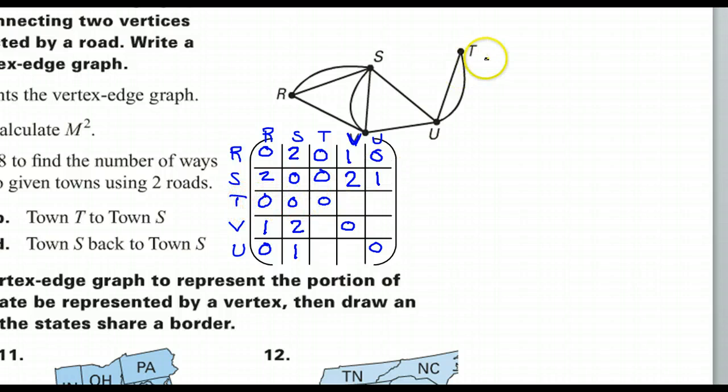Moving on to the T's. T has a double connection with U. I guess I should have done V first. So T to V, nothing. Same V to T. Now T to U, like we said, there's a double connection, so that'll be the same thing from U to T. And then that leaves V, U. V to U, there's just a single connection, so same thing, U to V. So this is our matrix representing the vertex edge graph.